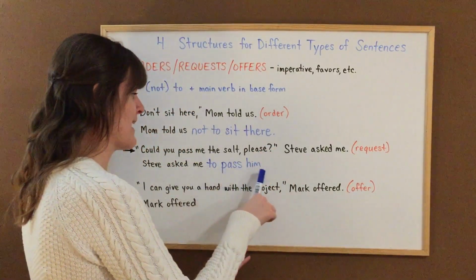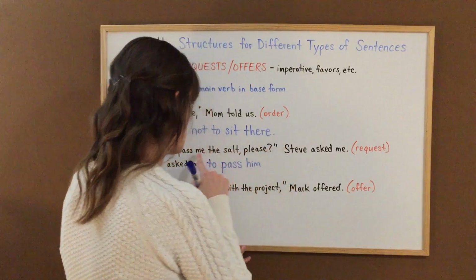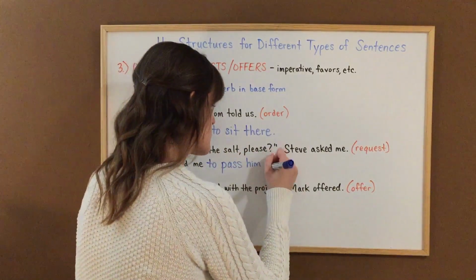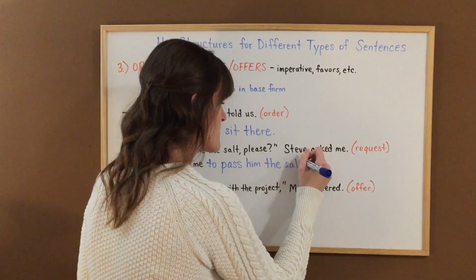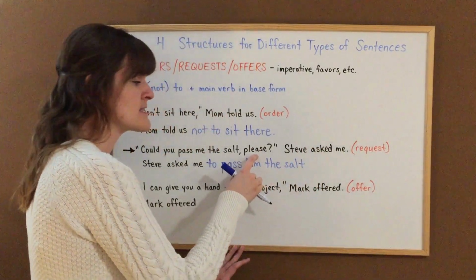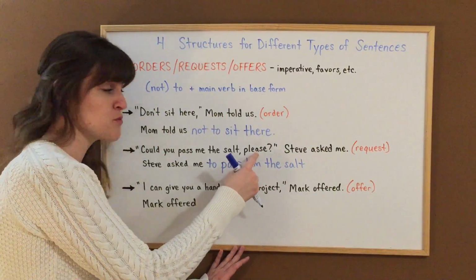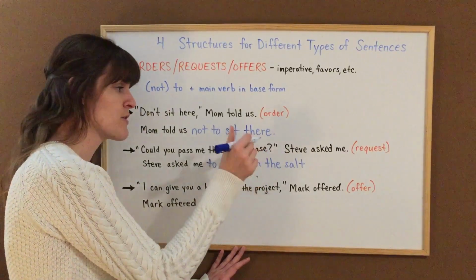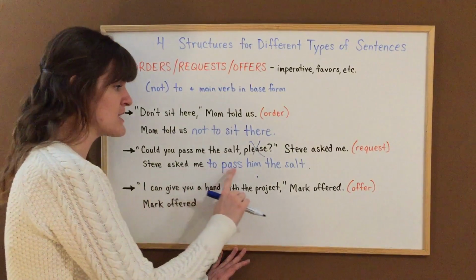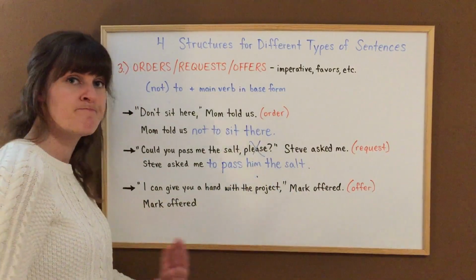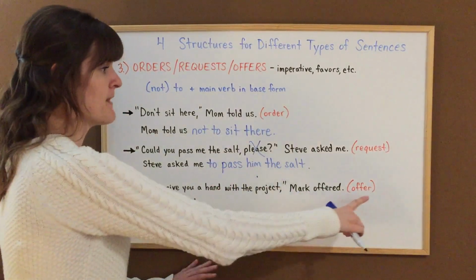Steve asked me to pass him. I continue here. The salt. Don't have to change that. Salt is always salt. And what about please? When we report a question with please, you just eliminate it. You don't have to include it. So this is the end of the sentence. Steve asked me to pass him the salt. That's it. The last one, an offer.